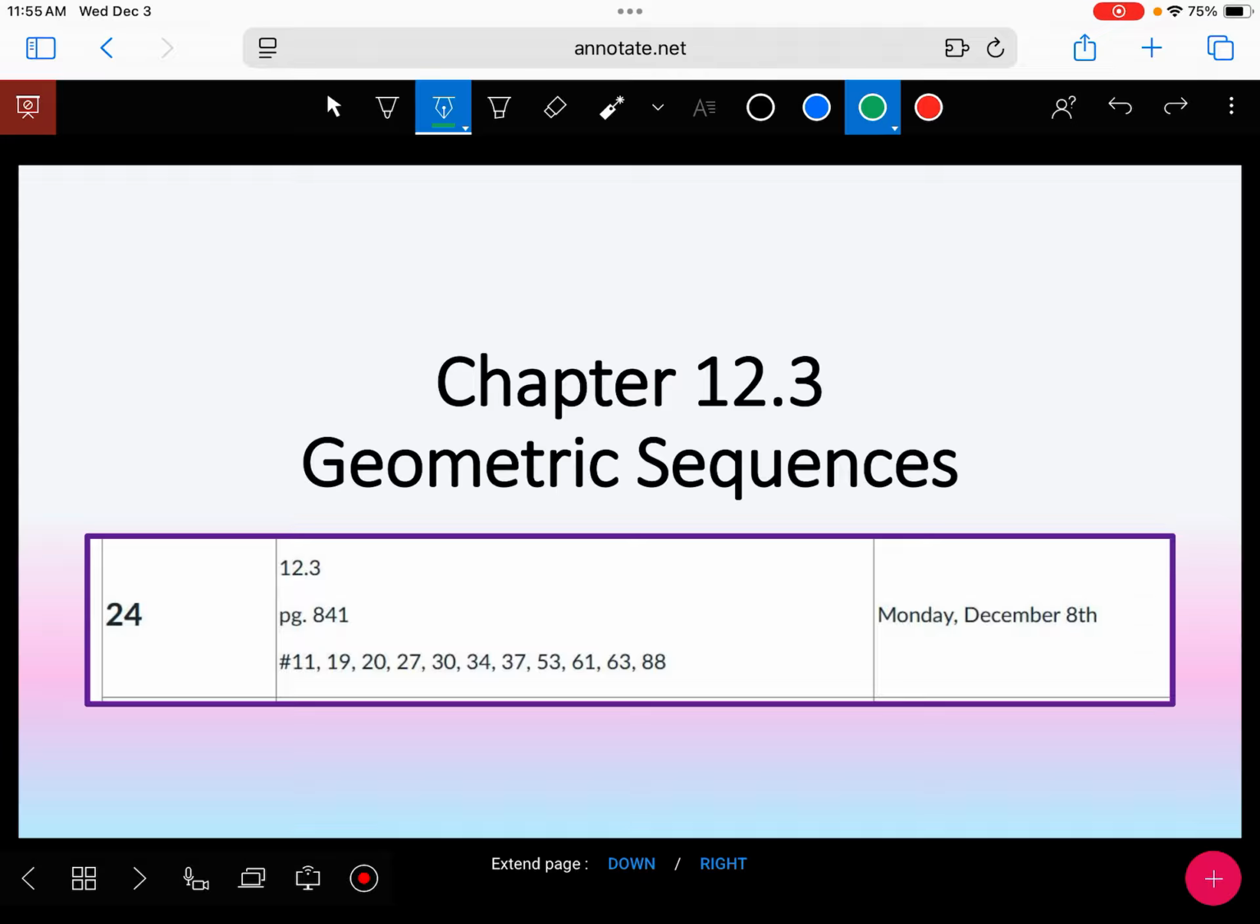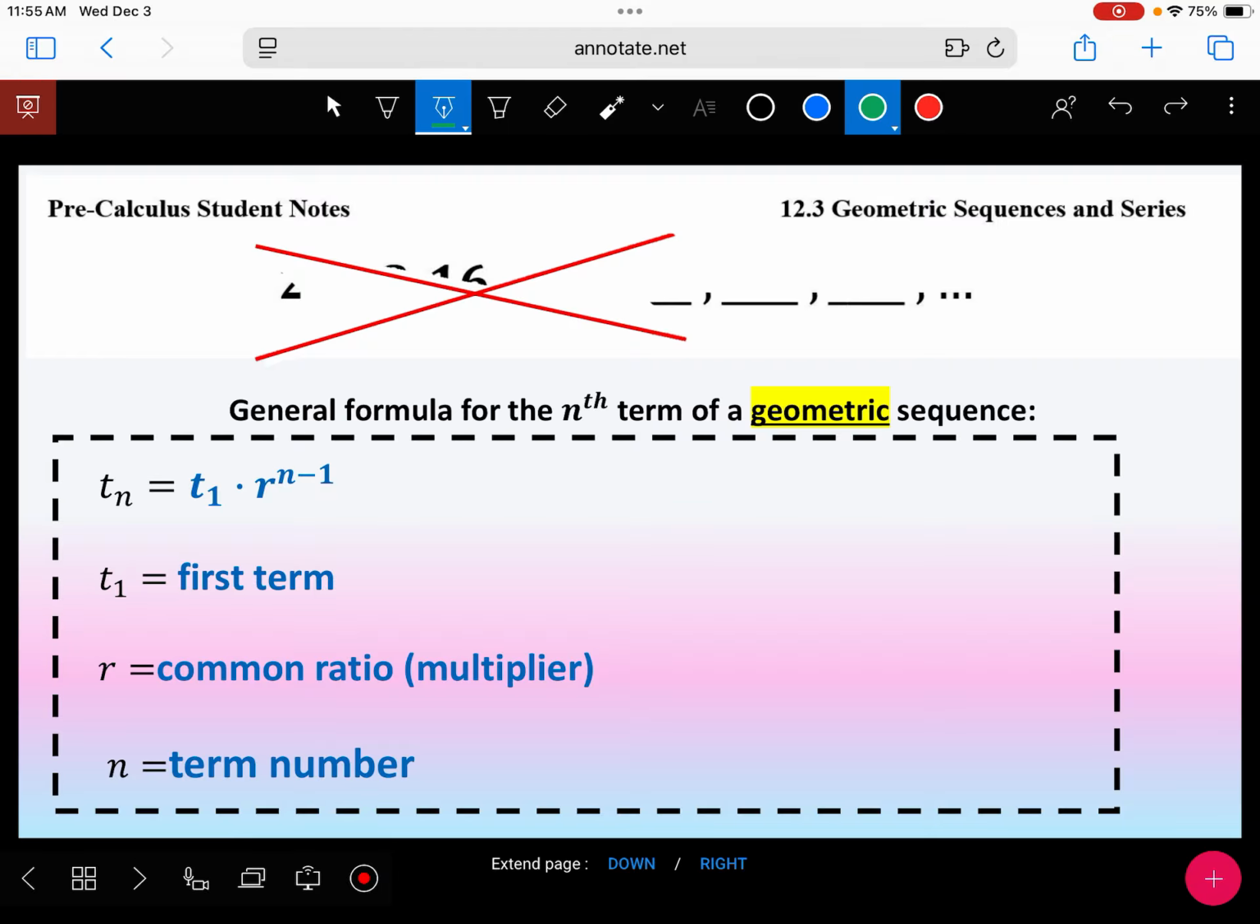12.3 is homework 24. This homework is due on Monday. Homework 23 is due tomorrow. Okay. So go ahead and copy down. This is the geometric general rule.